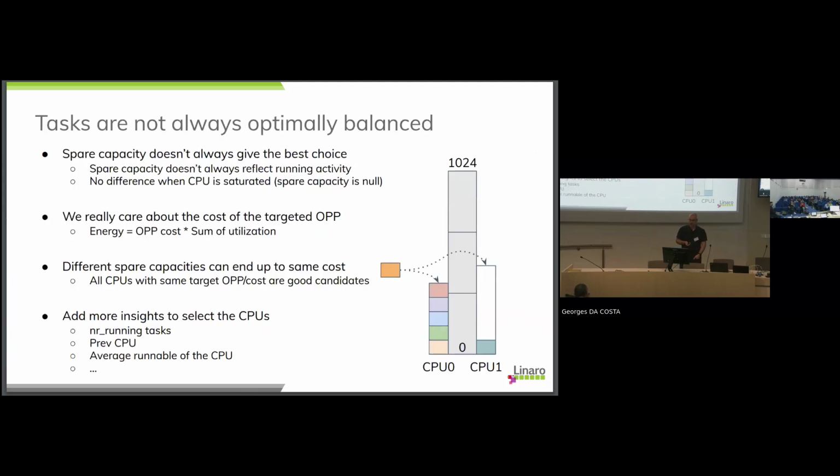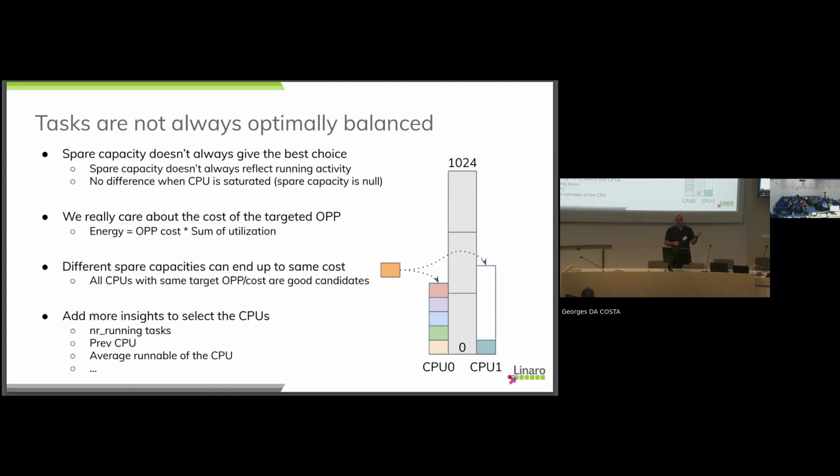The other one is that right now we are using the spare capacity to select a CPU in a performance domain. But the spare capacity is not always the best choice, because it doesn't always reflect the running activity of the CPU. It includes this blocked utilization. And the other point is that when some CPUs are saturated from a utilization point of view, we can't make any difference.